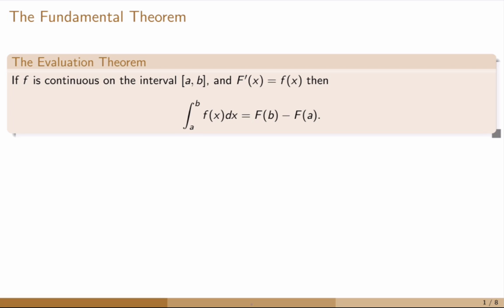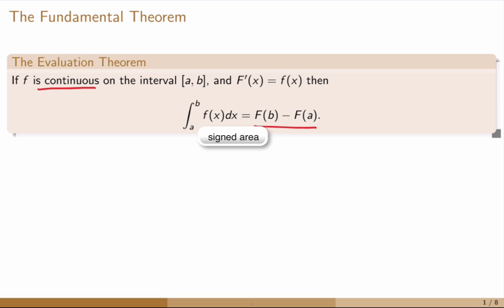So f is a continuous function on an interval a to b. Capital F is an antiderivative of little f, and so then we can evaluate the area under a curve as an integral from a to b f of x dx, which can then be computed using the antiderivative as F of b minus F of a. So that's a powerful method, and we have used it already in many examples.